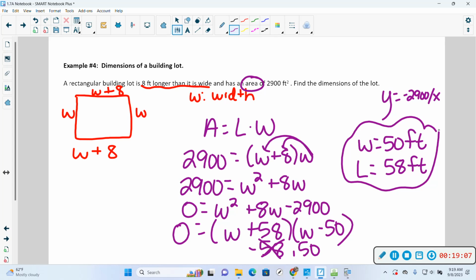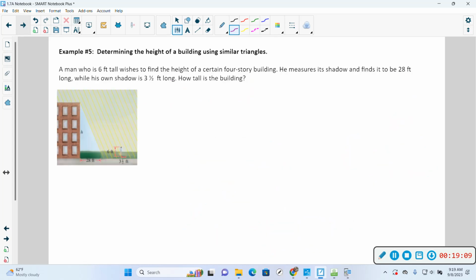All right, last one. A man who is 6 feet tall. Can you see all these numbers in the picture? Yeah, hopefully you can. 6 feet tall. There he is down there, kind of the bottom right on your picture. Wishes to find the height of a certain 4-story building. He measures its shadow and finds it to be 28 feet long. That's at the very bottom of the picture there, if you can see it.